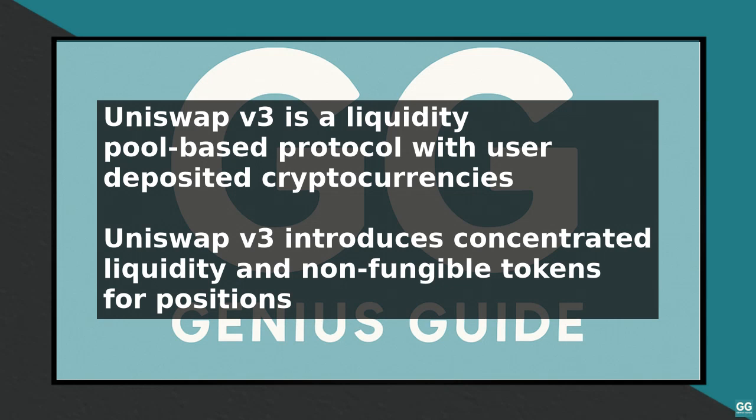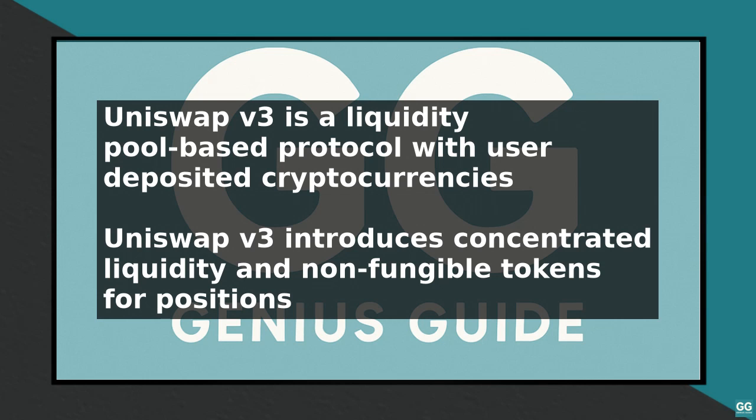Uniswap V3 introduces several key innovations, including concentrated liquidity, which allows liquidity providers to provide liquidity to a specific price range, rather than the entire price curve. This approach enables more efficient use of capital and allows liquidity providers to earn higher returns.